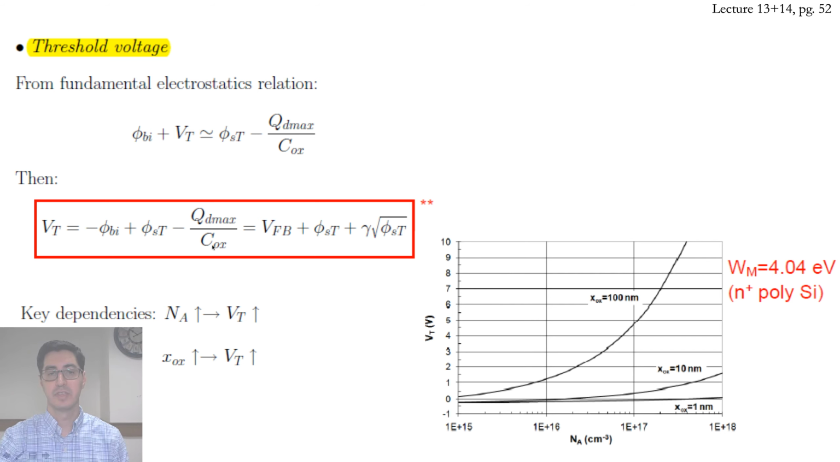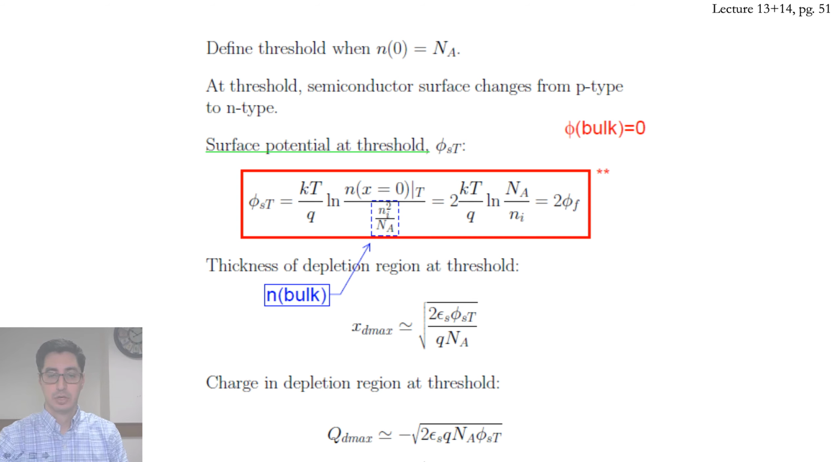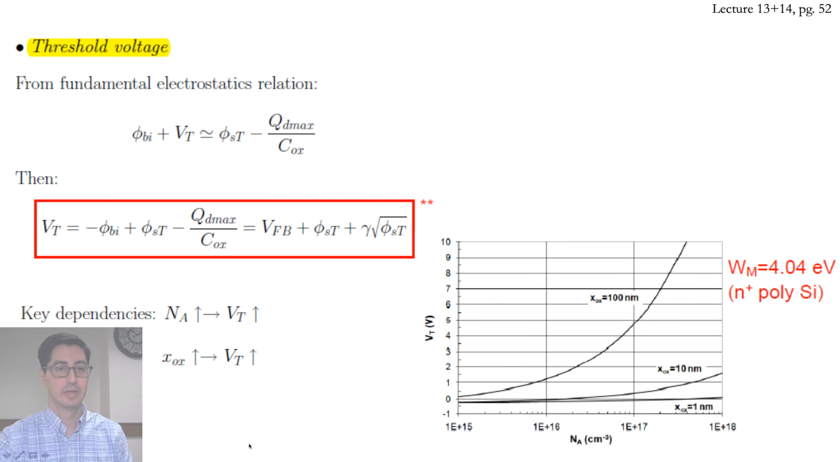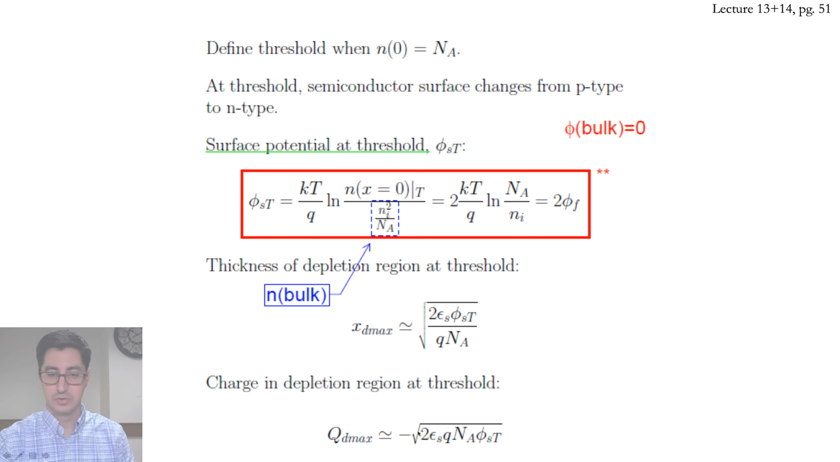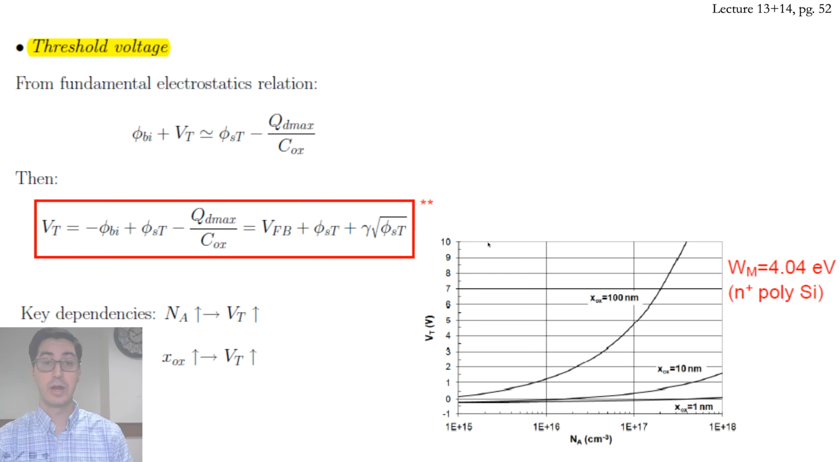And QD max over C ox, well, the expression down here, the prefactor in front of QD max depends on the square root of phi st, and the rest, that is just gamma. Gamma is equal to this prefactor, the square root of 2 epsilon s QNA divided by C ox, where C ox is out of the square root. And so we can write it this way.